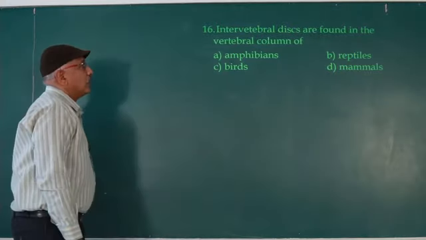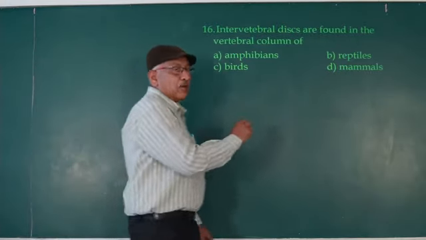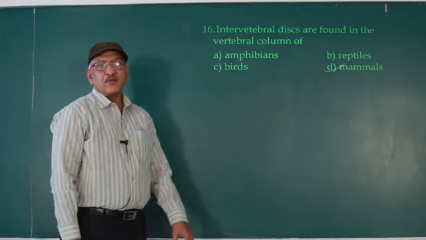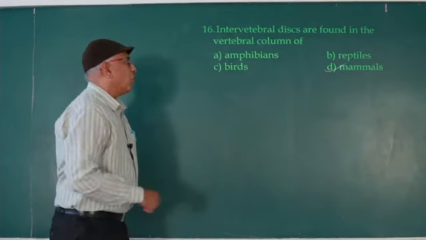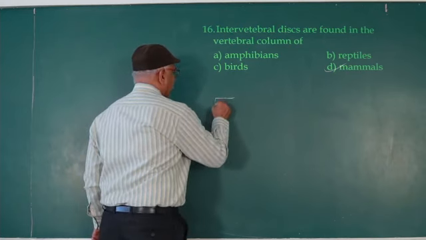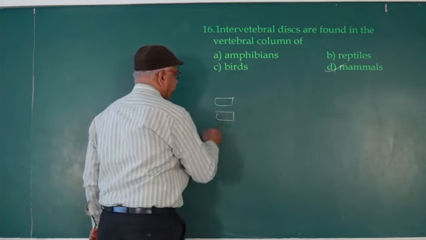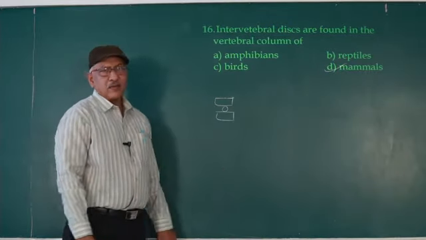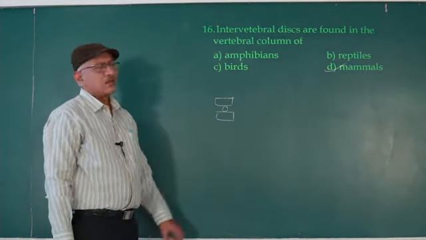Intervertebral discs are found in the vertebral column of mammals only. Unique character of mammals, intervertebral discs. Why? Vertebrae are amphiplatyan. Both sides are flat. That's why the flattened vertebrae are connected by intervertebral discs.